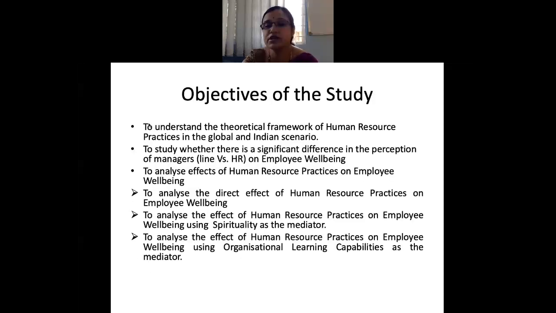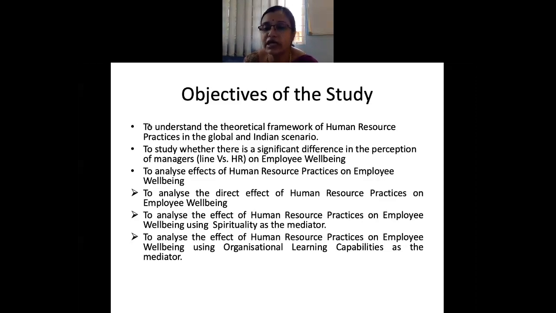Now let us say, for example, for the previous title, I've just managed to put a few objectives. The first one I've given is to understand the theoretical framework of human resource practices in the Indian and the global scenario. Now this is a qualitative study that I will be doing. This doesn't require any kind of quantitative analysis. So this will be my first objective.